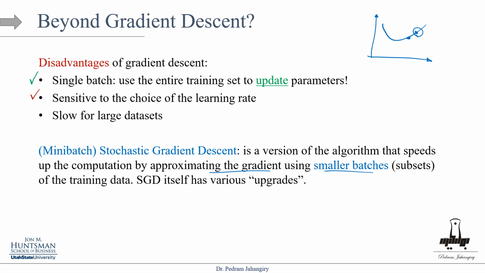So it means that in this iteration, let's say we're here, imagine your train set has 1 million observations. This is train.